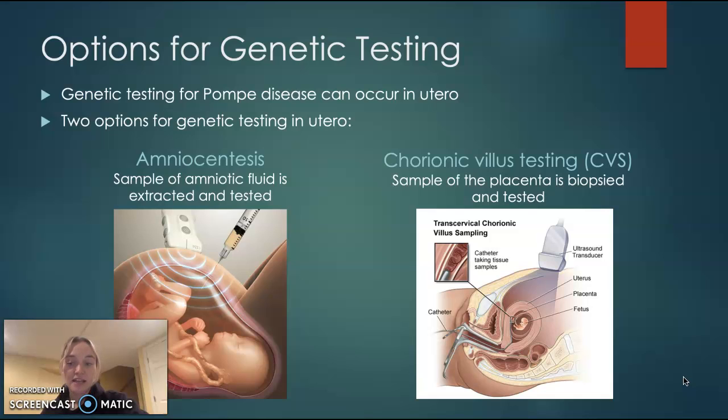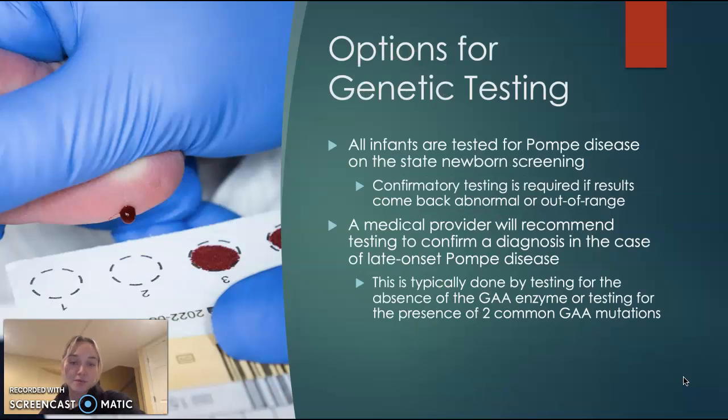In the case that the infant was positive for Pompe disease, the parents would be able to make some decisions, and they would have a better treatment plan set up for the child once they were born, if they knew that they were afflicted with the condition. Another option for genetic testing: all infants will be tested for Pompe disease on the state newborn screening, granted that their parent doesn't opt them out. If this test comes back abnormal or out of range, a confirmatory test will be done to confirm the child has the condition, and in this case, treatment would be started.